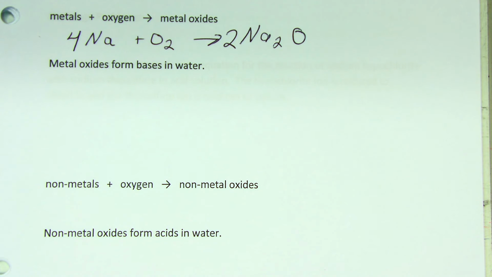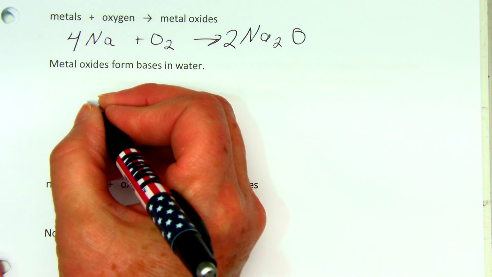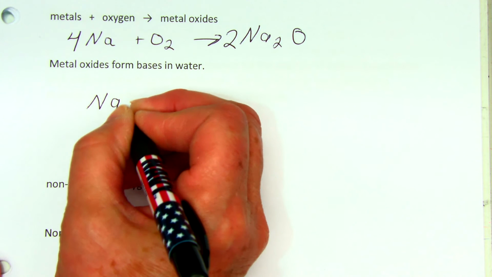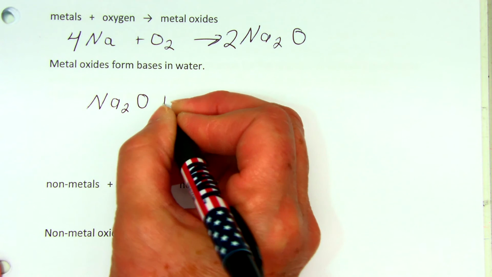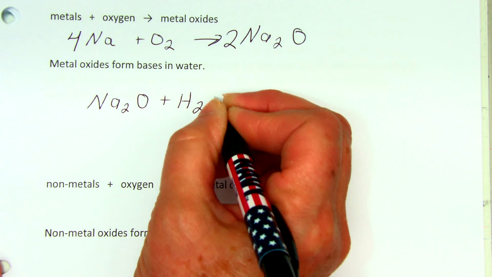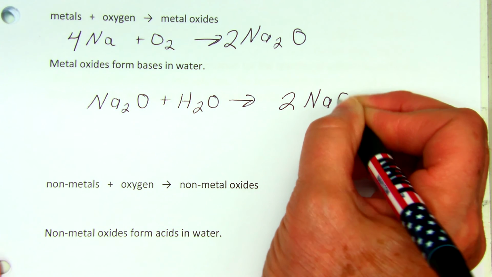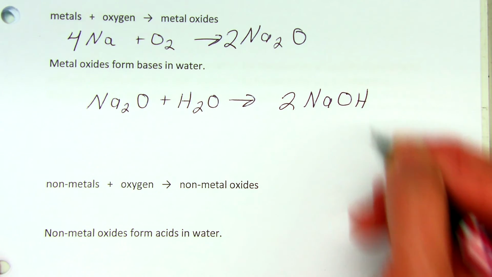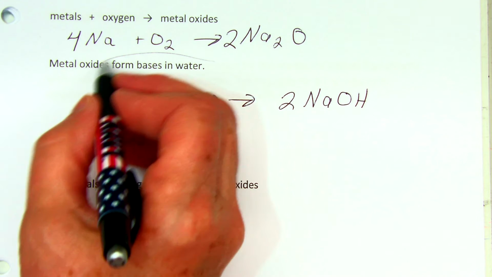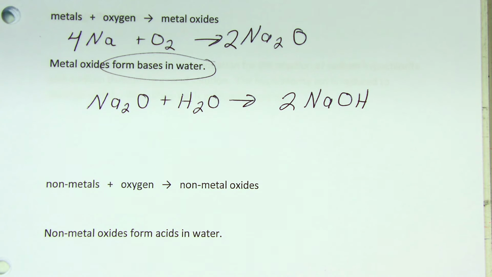oxide. Now, once you've made these oxides, they are kind of reactive and they dissolve in water very readily because they're actually reacting with the water. So when we have metal oxides react with water, they actually use the water and they form hydroxides. So we get 2 sodium hydroxide. So metal oxides form bases in water.